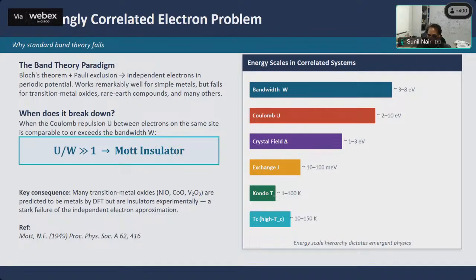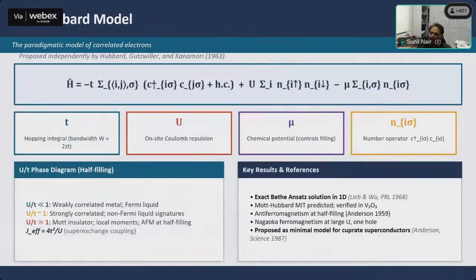However, even in this picture, you will see that there are many outliers, and that is exactly how this field developed. For instance, we look at systems like nickel oxide, cobalt oxide, vanadium oxide, and so on. These, by simple density functional approximations, were predicted to be metals, but experimentally are known to be insulators. So this is a failure of the independent electron approximation. And so one moves from the independent electron approximation to a more complicated and more accurate description of solid state systems, especially transition metal oxides, which is what I'm talking about.